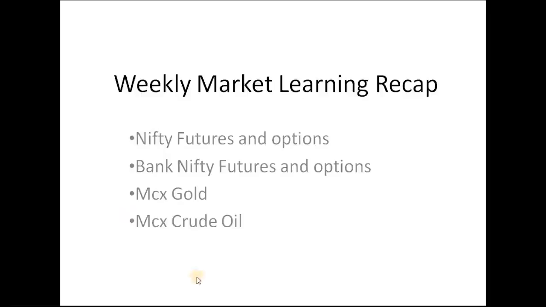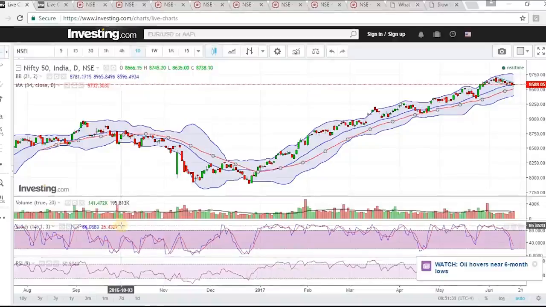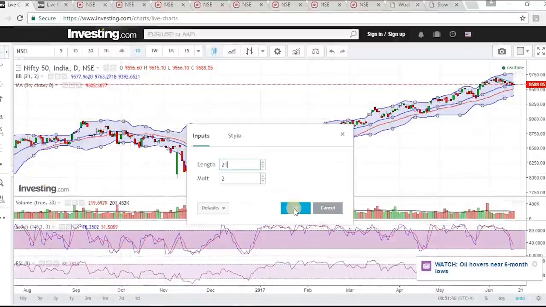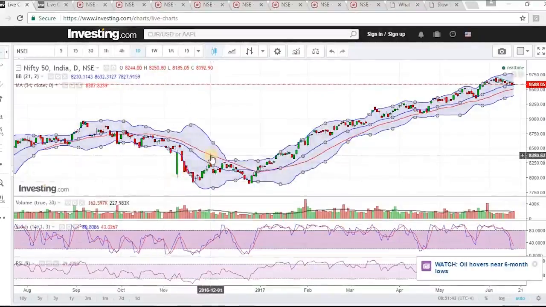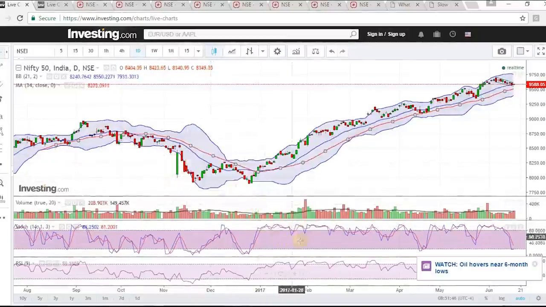So let us start. We will start with the Nifty daily chart. Here the Nifty daily chart is plotted in the investing.com charting facility. We have used the Bollinger Band and 34 period moving average. Here you can see the volume, and here you can see the stochastic and the 9 period RSI.